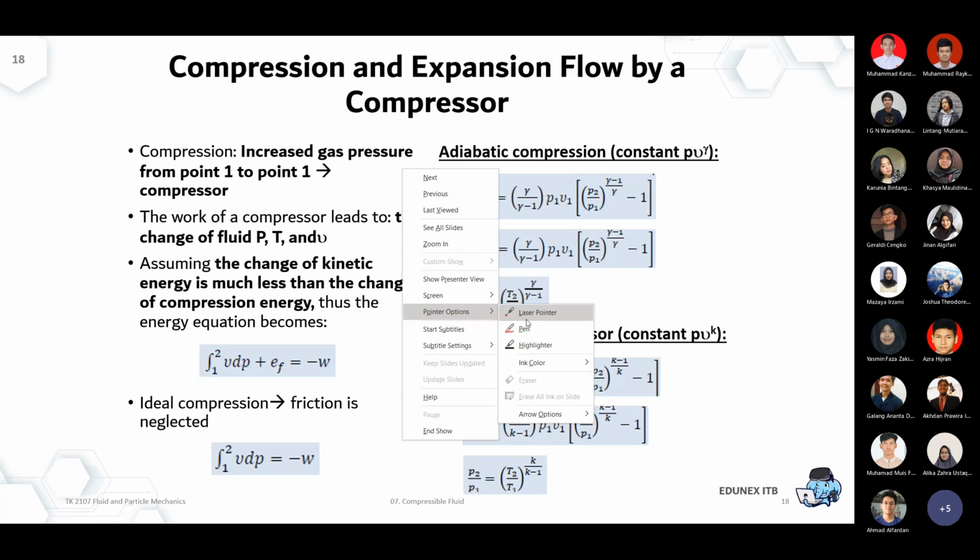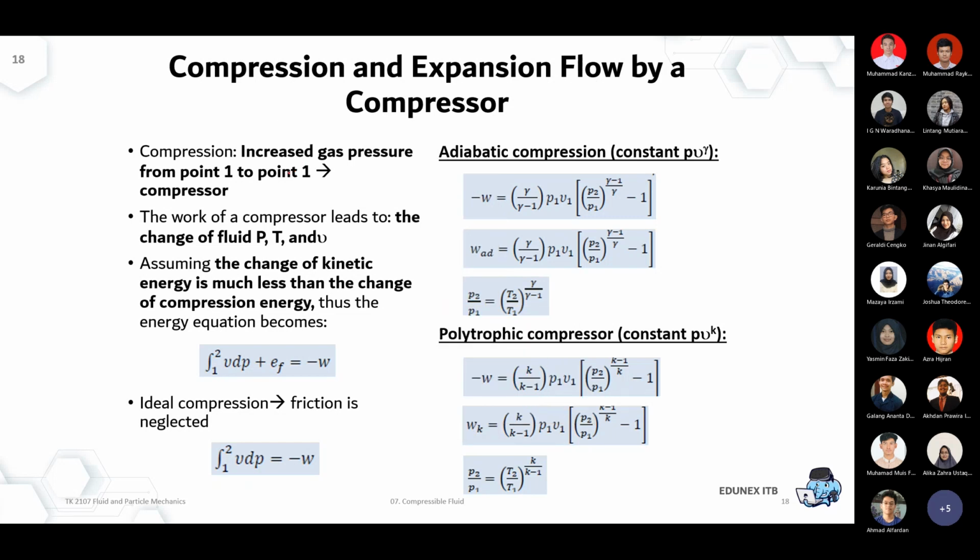So, let me start with the calculation for the compressor. We already talked that the main function of a compressor is to increase the pressure of the gas from point 1 to point 2. In order to predict or estimate the energy requirement, of course we have to understand the operating conditions and physical properties related to this compression process.